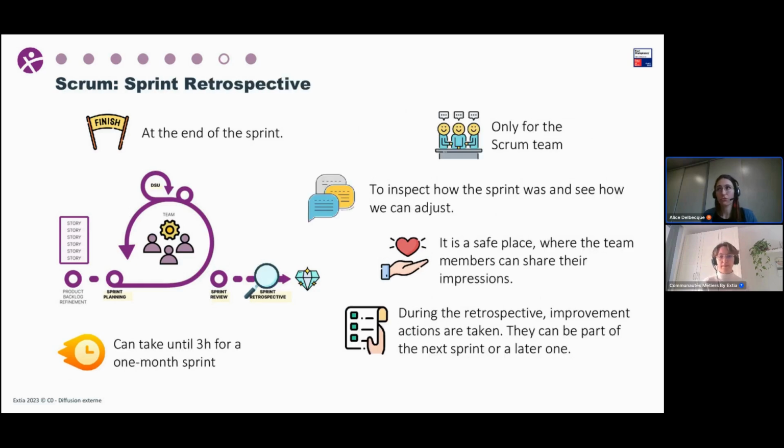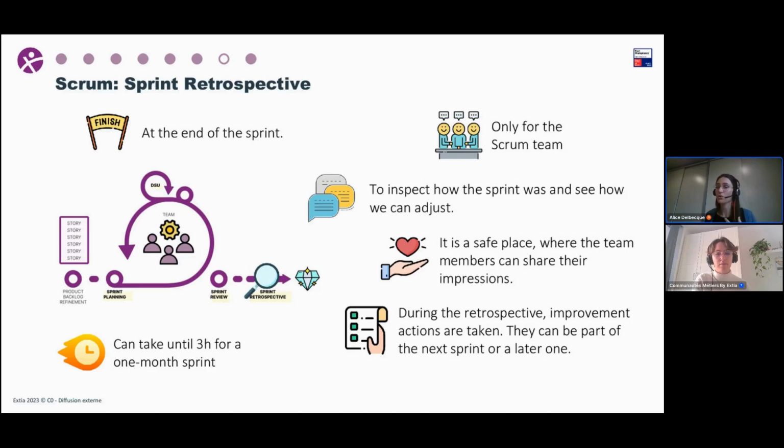Just after the review, you have the sprint retrospective. So this one is only for the Scrum team. You don't have a manager in it. You just have the Scrum team. And this part is to inspect how the sprint was and see if the team can adjust something. So it's not linked to the work performed, but more linked to the way of working, really. So it's a safe place.